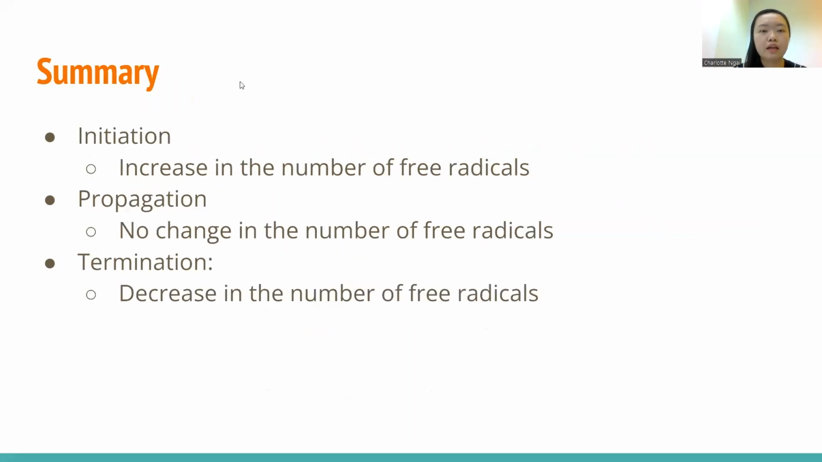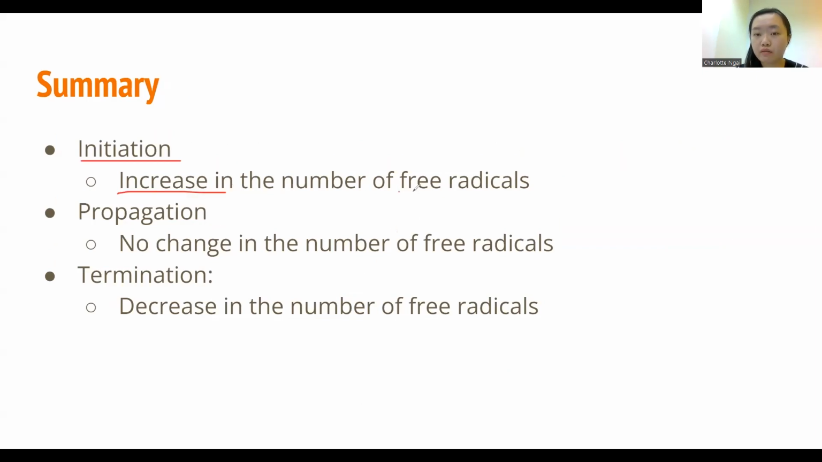So in summary, from the initiation step there's an increase in the number of free radicals, because now we have two Cl free radicals. For the propagation step, there's no change in the number of free radicals, because I will still have one Cl free radical and one methyl free radical. However, in the termination step, the number of free radicals will decrease, because after I combine the free radical of chlorine and the free radical of methane, there are no free radical molecules anymore. So this is a summary of the free radical substitution.